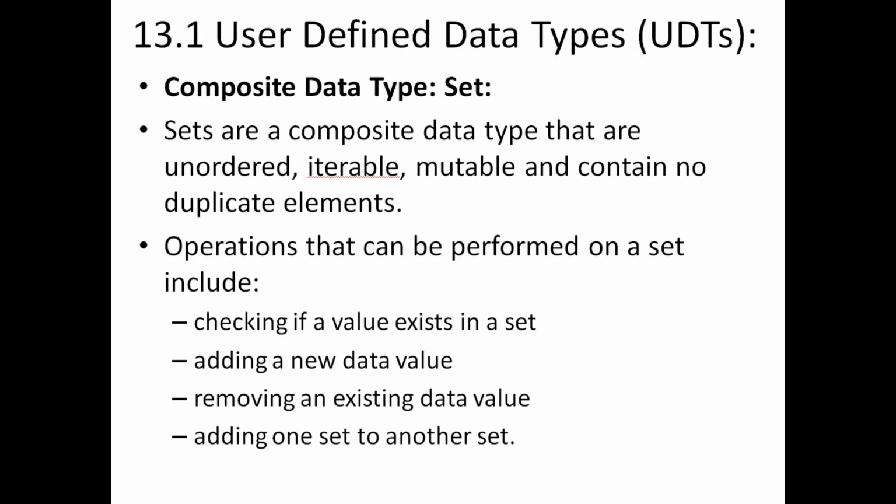Then we have composite data types. The first example is a set. Sets are a composite data type that can be unordered. They are iterable, like they can be repeated. In simple terms, they are mutable and contain no duplicate elements. Mutable basically means the elements can change.